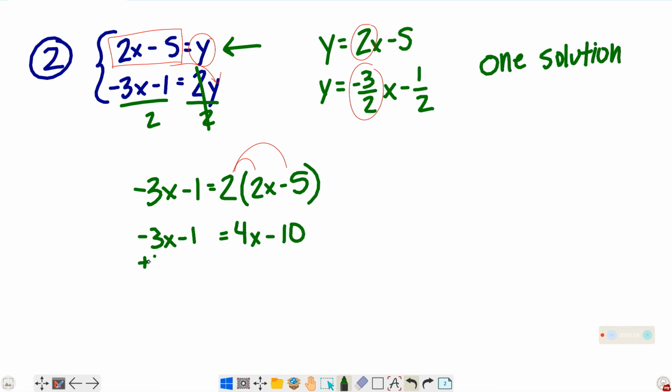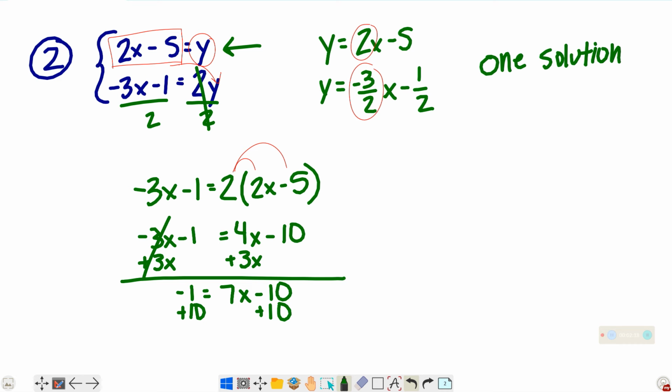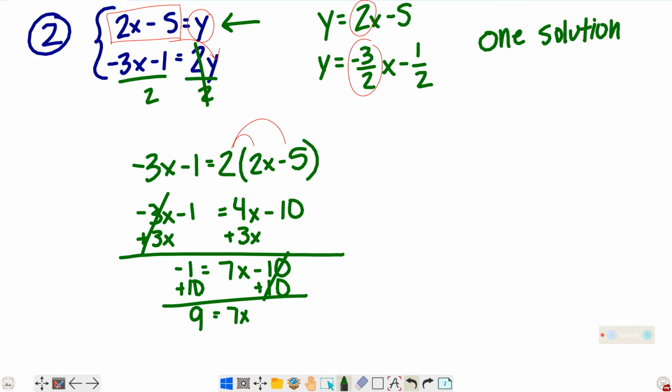Move your x's to one side. These add to 0. 3 and 4 make 7. And now I want to move my number pieces to the opposite side. These add to 0. A negative 1 and a positive 10 make a 9. And to solve for x, I divide both sides by 7. So x equals 9/7. But I'm not finished.